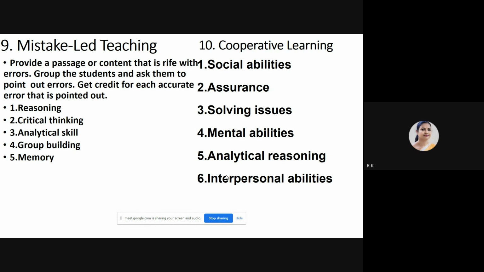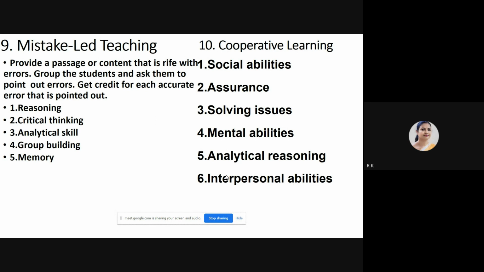One innovative method is mistake-led teaching. Provide them a passage or content which is fully filled with errors. They should find the mistakes. Group the students, ask them to point out the errors, and give them credit for each accurate error pointed out. Because this will imbibe the following. The reasoning skills will be developed. Critical thinking skills will be developed, absolutely. It will also imbibe analytical skills. Group building will happen because each one comes out with one mistake. And they will remember this very well.